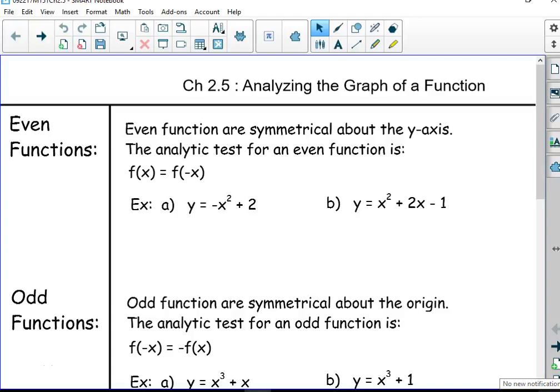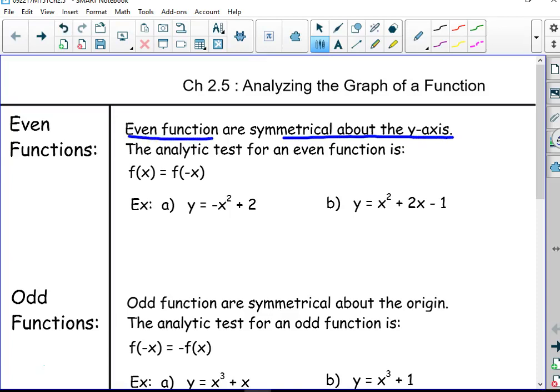All right, analyzing the graph of a function. This is a pretty challenging section because they want us to figure out some things that show up in higher math fairly frequently. The first topic is odd or even functions. Now, when you're looking at them graphically, an even function is symmetrical about the y-axis.